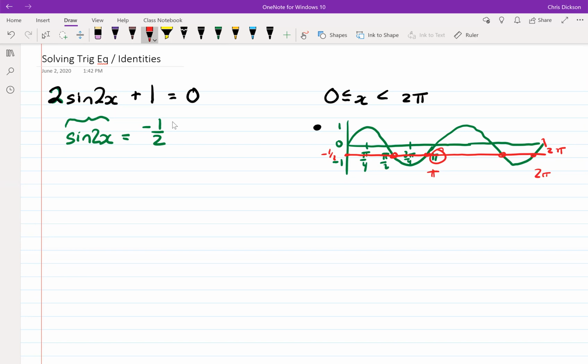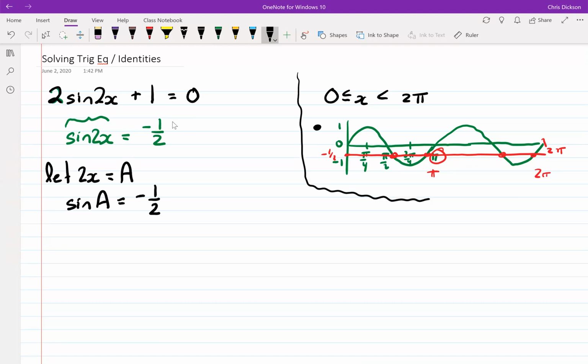What I would encourage you to do for these problems is a let statement here: let 2x equal a. And so that's going to be sine a equals negative a half. I would actually start writing this part down. I'm going to draw a little graph just to show there's actually 4 answers here. So if you want to write some steps down, this is for when the angle is not just theta. Right here you can see this is 2x, so you're having a change to the period of the function.